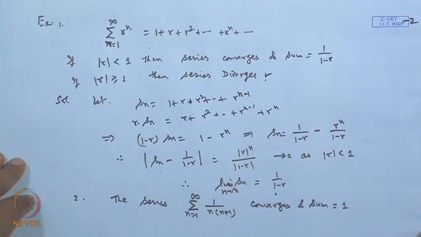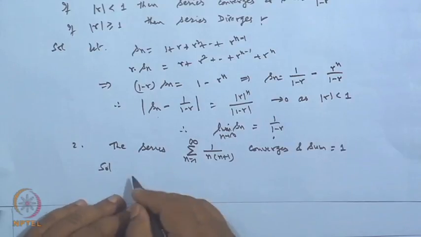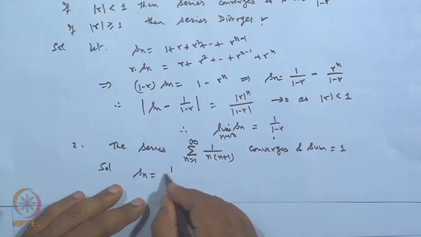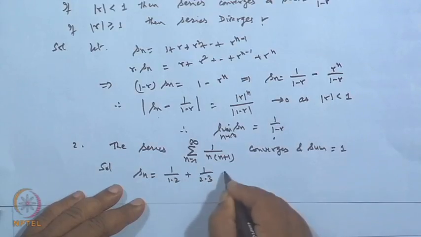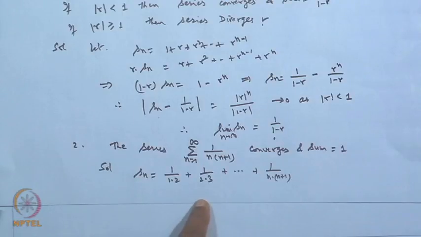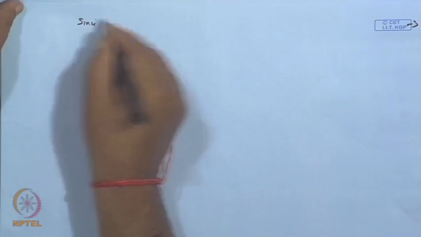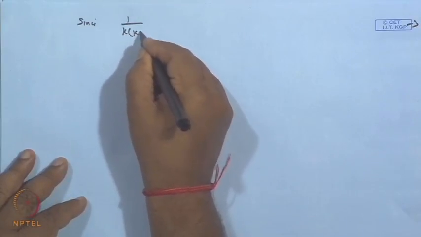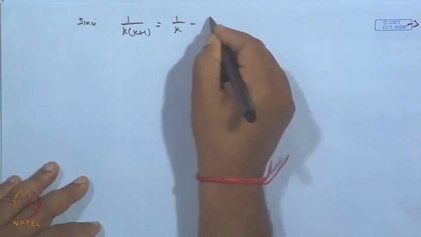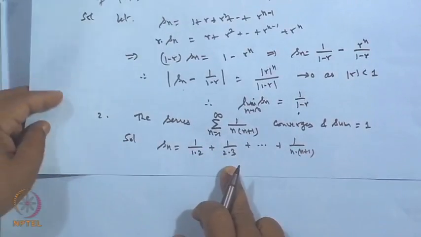The solution is again simple. If I take the terms S n, what happens? S n is 1 over 1 into 2 plus 1 over 2 into 3 plus so on, up to 1 over n into n plus 1. So, we can write it in the form: since 1 over k into k plus 1, we can break up and put it in the form of 1 over k minus 1 over k plus 1.